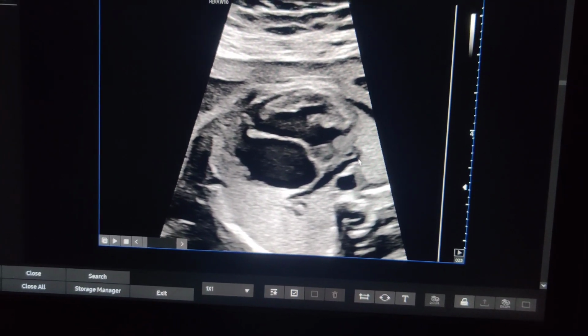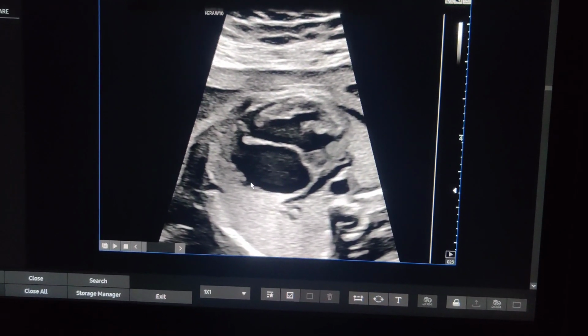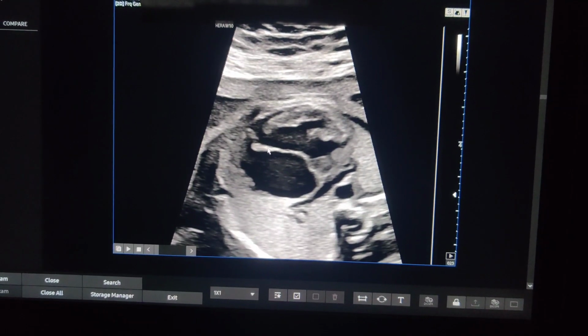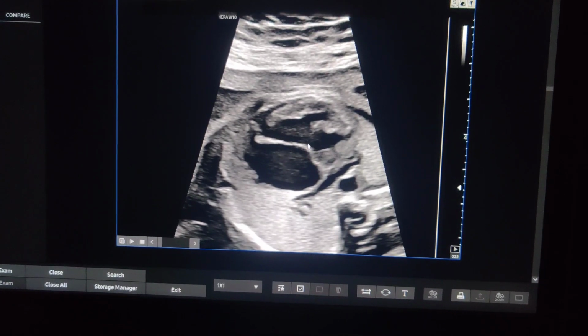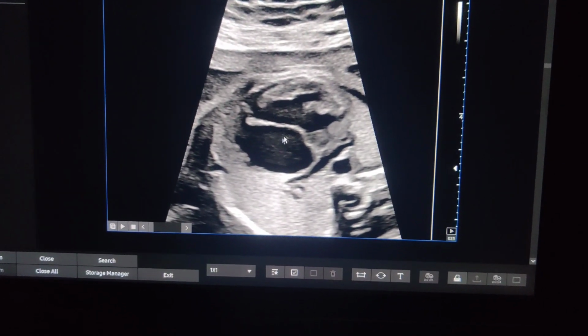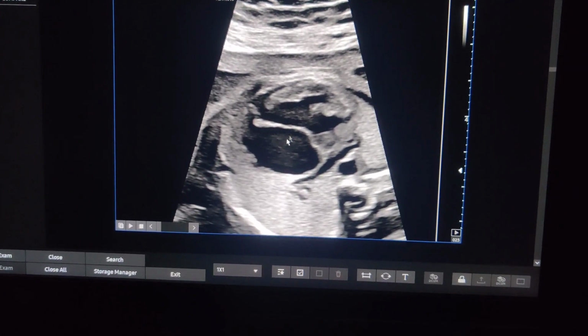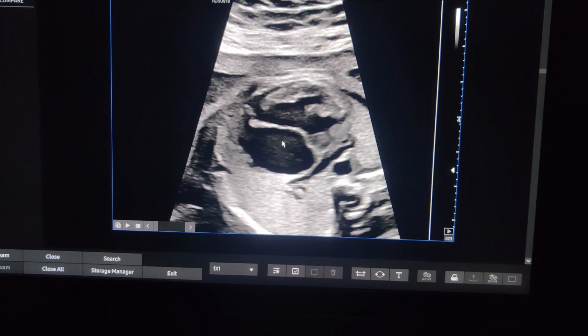Now, when we look at this four-chamber view again, which I have frozen, you can see that whatever valve is seen here is closed, and we have a complete absence of the other two components of the crux, showing a large ASD and VSD.